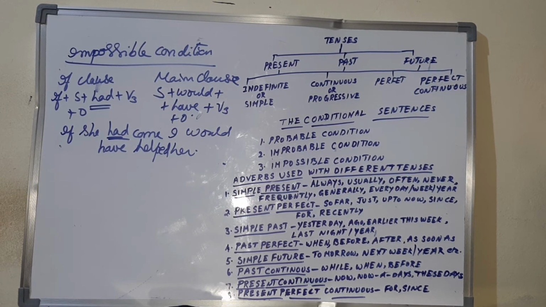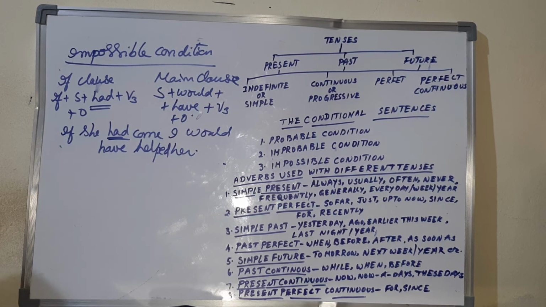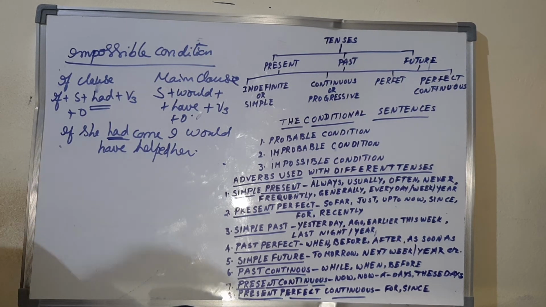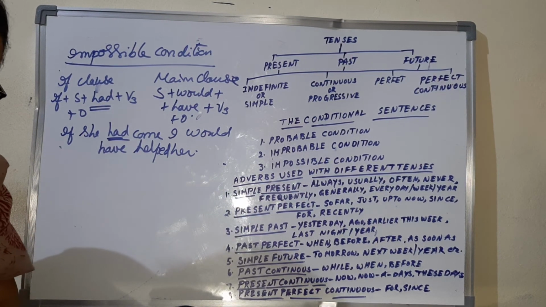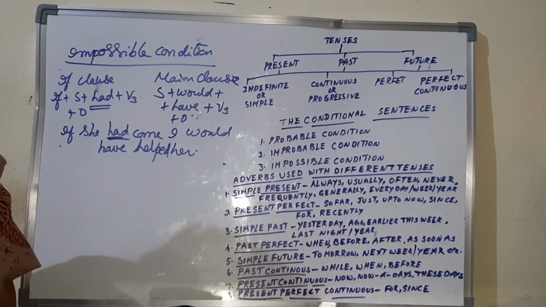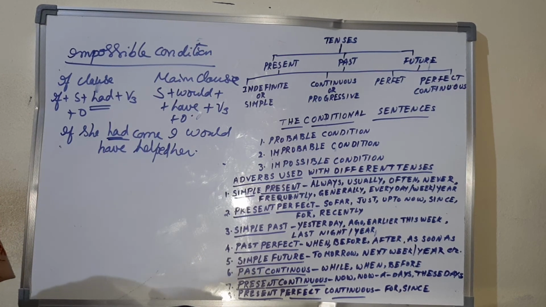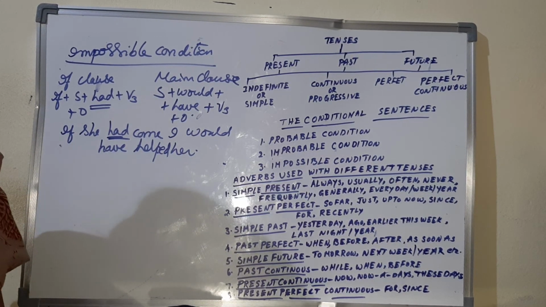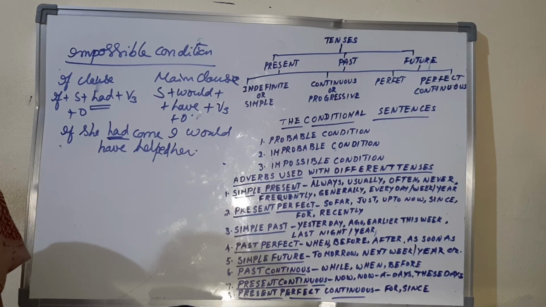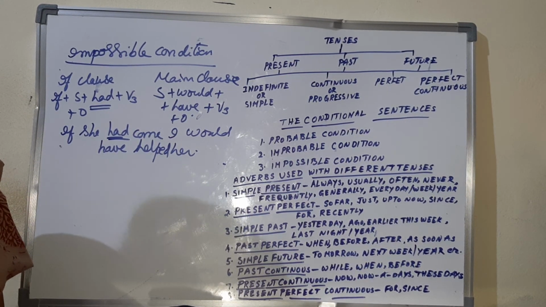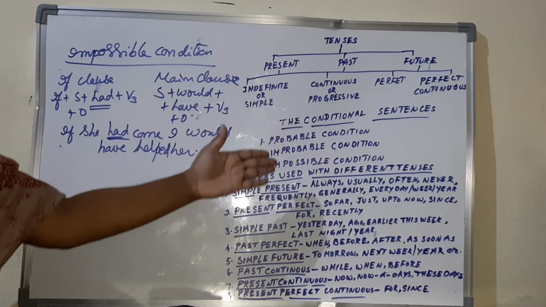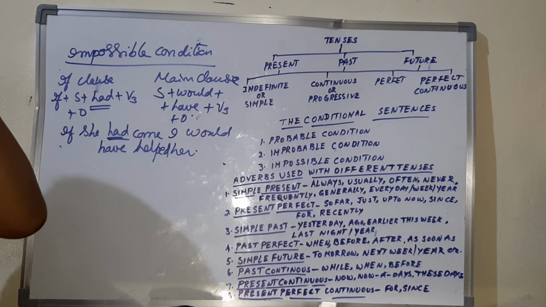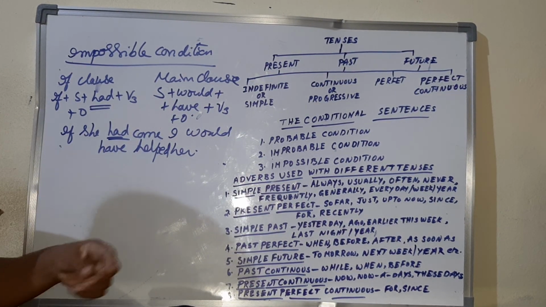Here, I have completed the tenses. We have to learn them. If you have any doubts, and if you want any deep explanation, I have given my contact number in the description box. You can contact me, and I will explain directly and thoroughly. Even if you have doubts in the conditionals, you can ask.